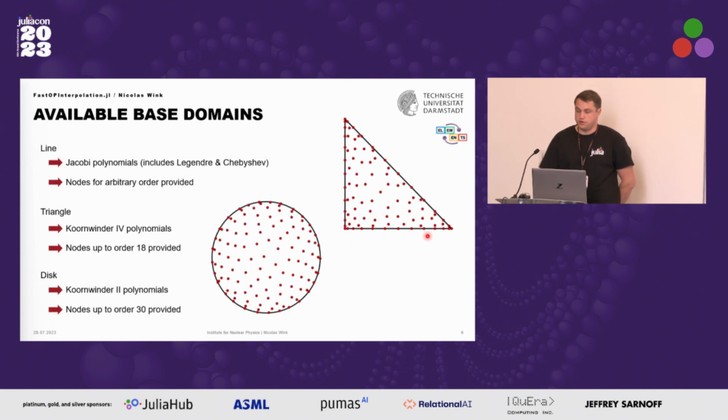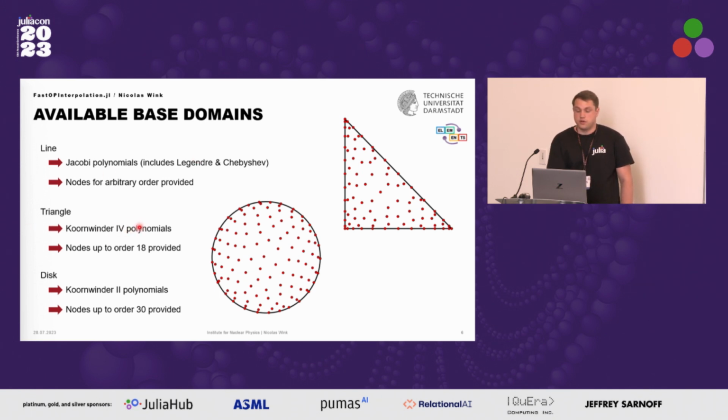So what's currently implemented in the package, there are three base domains available. A line, so the most common one, I guess. Then triangles and disks. And then we have essentially large classes of polynomials for all these geometries. So in a line, you can just pick up any Jacobi polynomial you want. So Legendre, Chebyshev, and all the others.